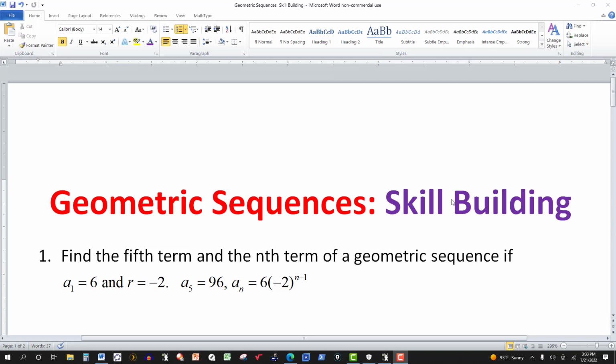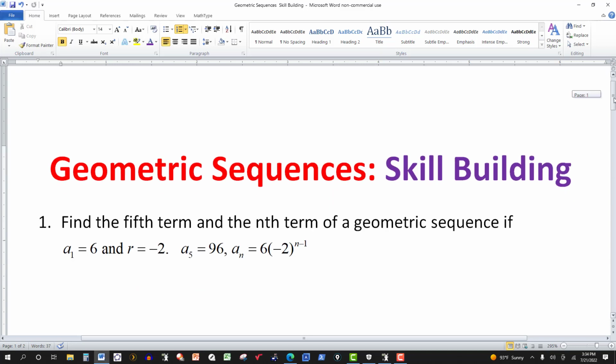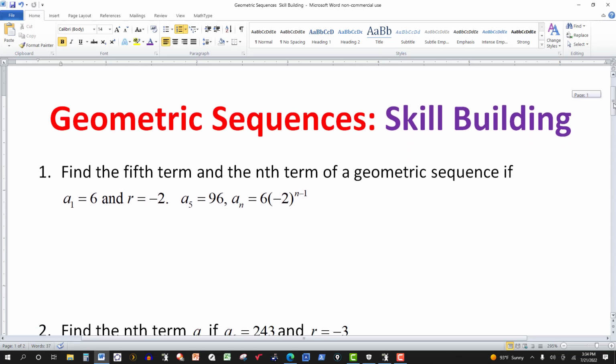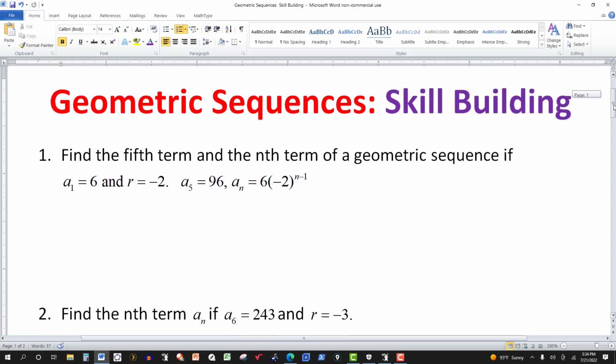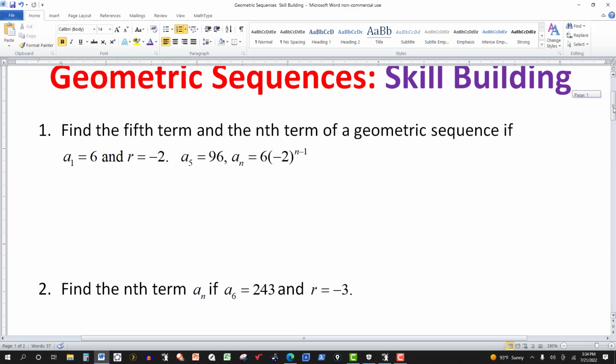Okay, we got some more problems on geometric sequences. Fairly basic. We'll go through them or show them to you. I'm going to pause the video and try these.